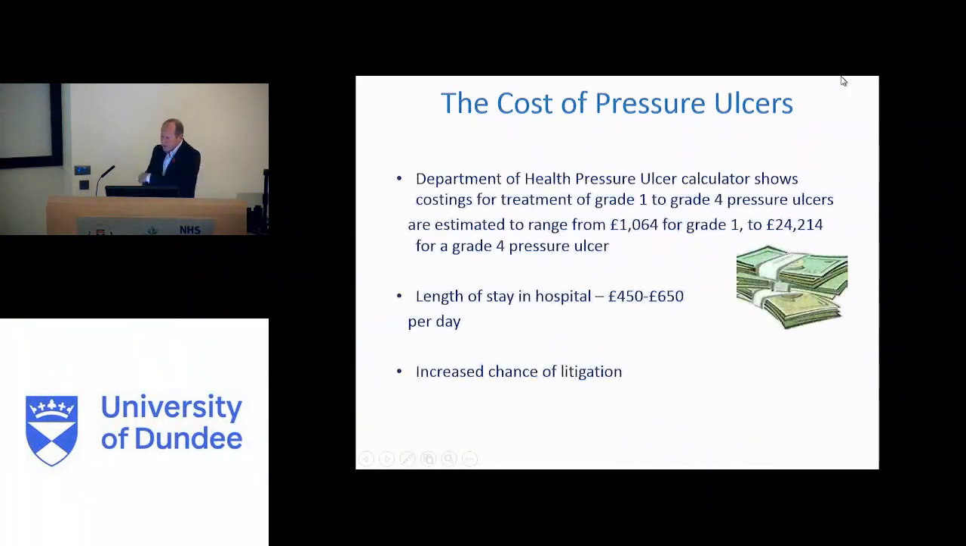We know the cost of pressure ulcers ranges from just over £1,000 for a grade 1 to over £24,000 for a grade 4. We know that the cost of a stay in hospital is between £450 and £650 a day, and if we're concentrating on people with diabetes, and especially if they acquire pressure damage which results in a foot ulcer, and we're talking about an average of 13 days longer, that's not just extra bed days, but the cost of that stay goes up massively.